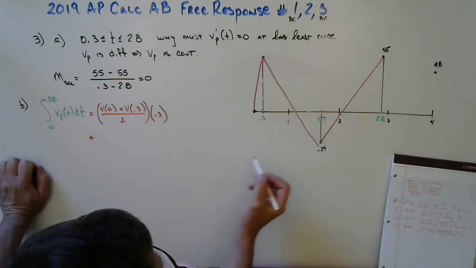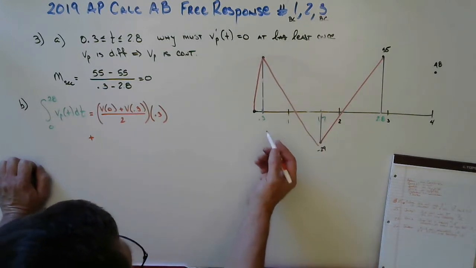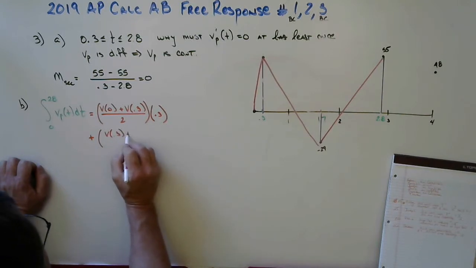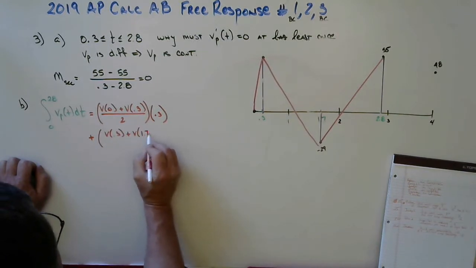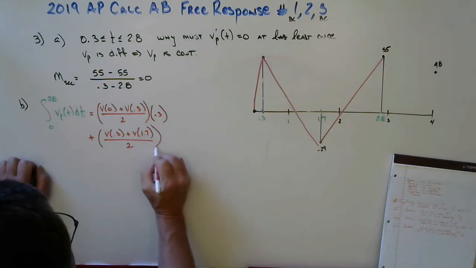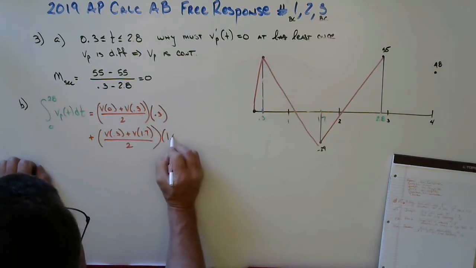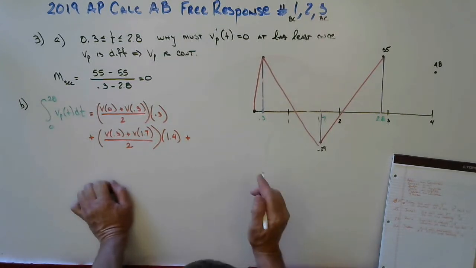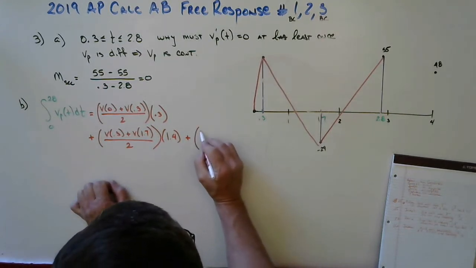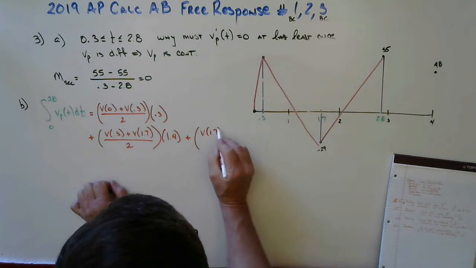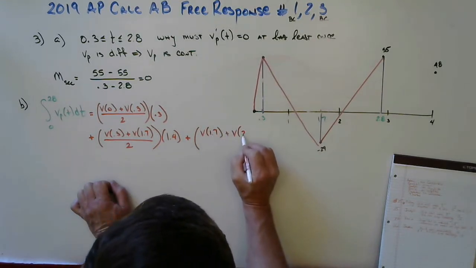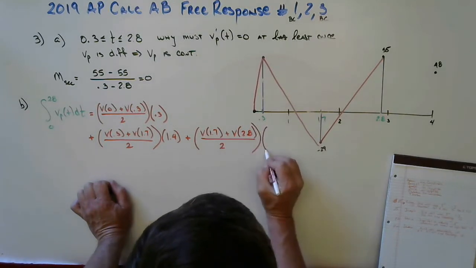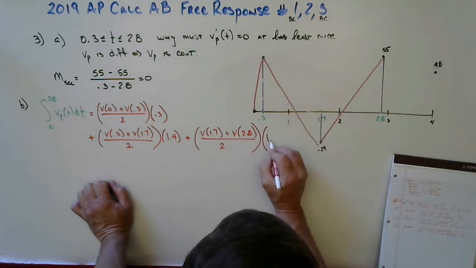Now how far is it from 0.3 to 1.7? It's 1.4. So our height here would be v of 0.3 plus v of 1.7 over 2, times the width, which is 1.4. Plus, there's some room here so we use it. Here we would have v of 1.7 plus v of 2.8, all divided by 2, times the width, 1.7 to 2.8, that's 1.1.